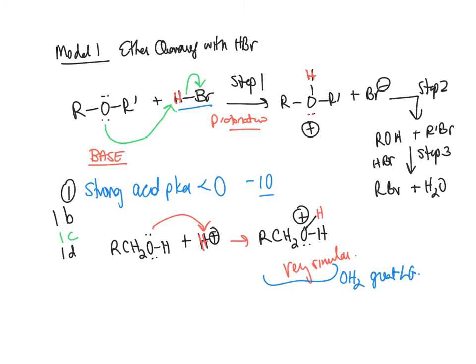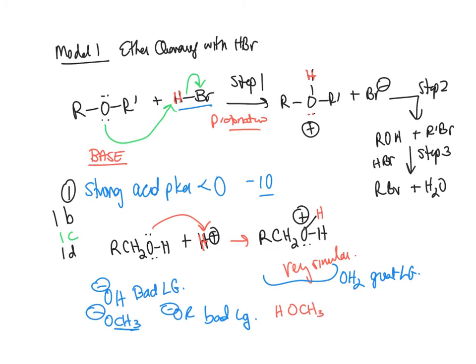So an OH negative is a bad leaving group, but also an OCH3 or OR, R being any kind of carbon, is a bad leaving group. But if you have HOCH3, methanol, well, that's very stable, and that's a great leaving group. So we are protonating at step 1 to make the OH, the OR, into a good leaving group.